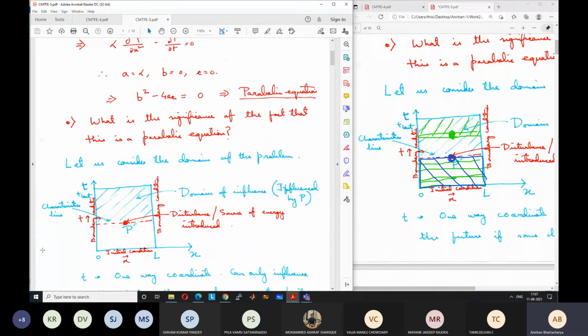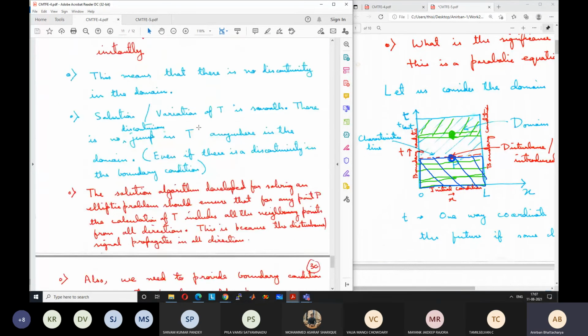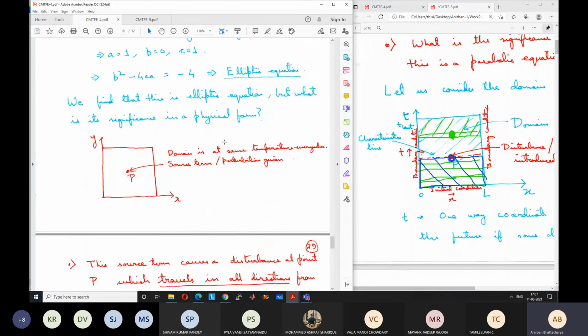Now, we will finish this class today. Let us revisit the previous problem. What is the domain of influence and domain of dependence in this problem? This point P is the point where we have introduced the perturbation. So this is an elliptic problem. What is the domain of influence and what is the domain of dependence, and why? If a question comes like that, asking you to explain the domain of influence and domain of dependence and why, what will be your answer?